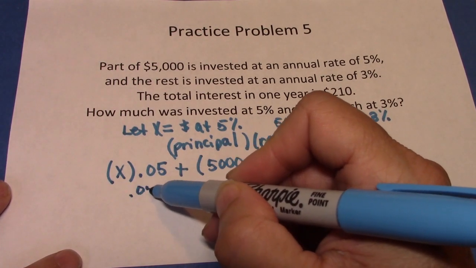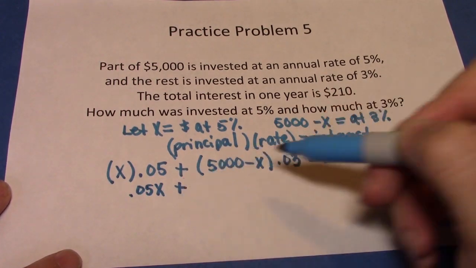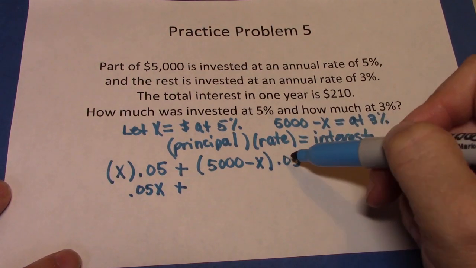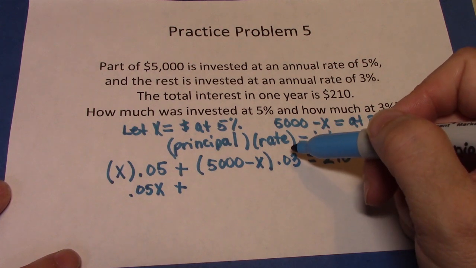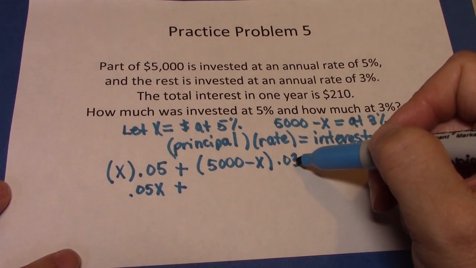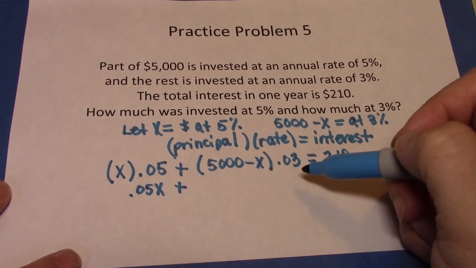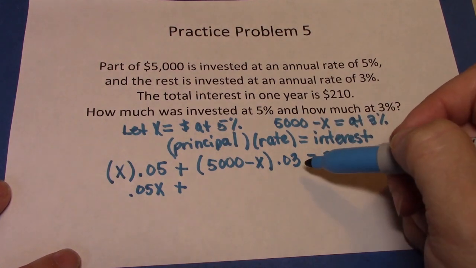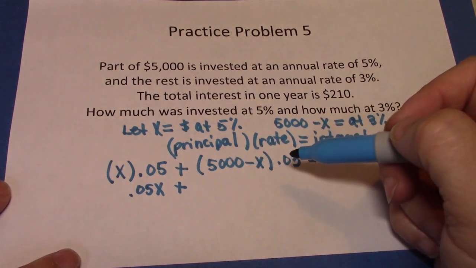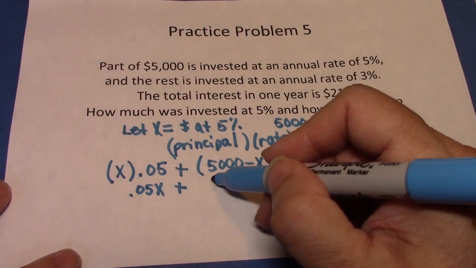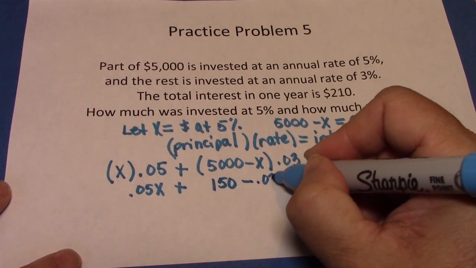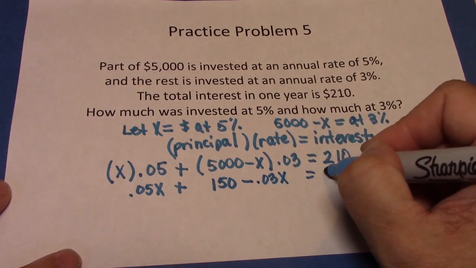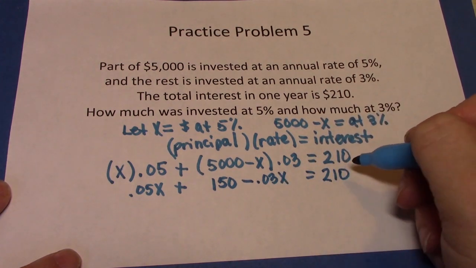This is 0.05x plus. Now consider this. This is multiplication. It's the distribution property. It's a little backwards from how you normally see it, but it still means that this term needs to be multiplied by both of those inside terms. Okay, so 0.03 times 5,000. That works out to be 150 minus 0.03x, and that equals 210.